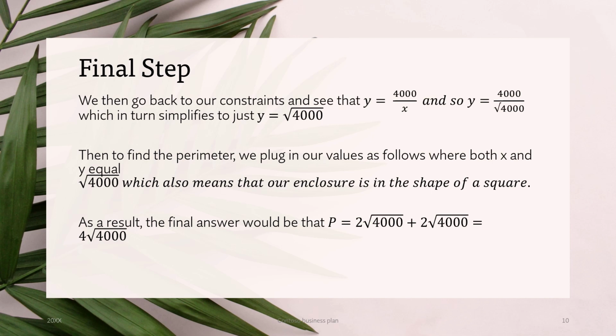As a result, the final answer would be that p equals 2 times root 4,000 plus 2 times root 4,000, which equals 4 root 4,000.